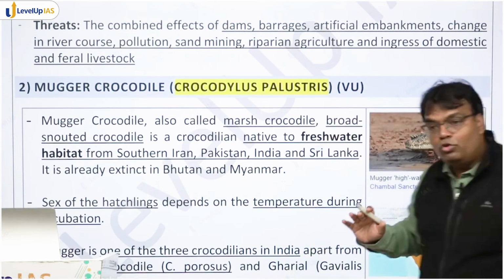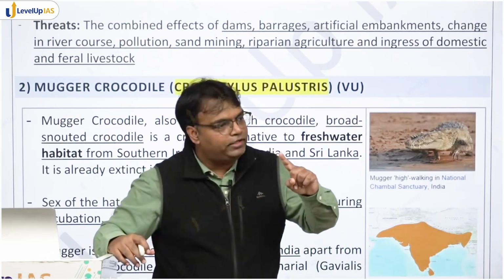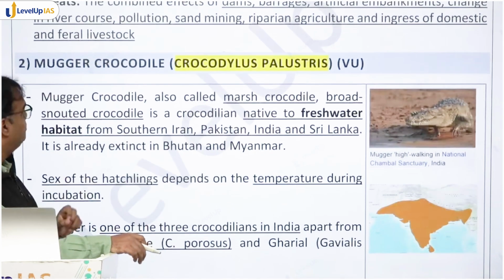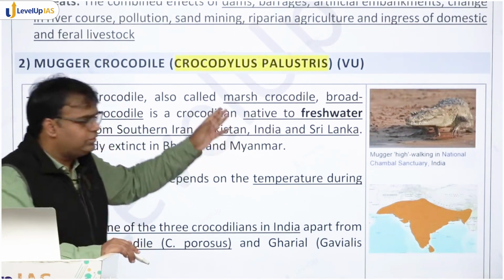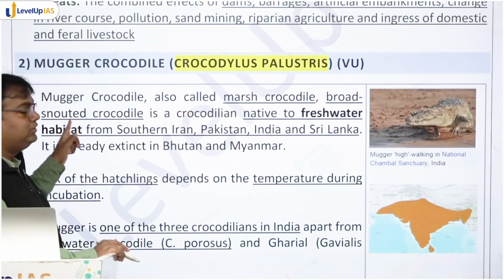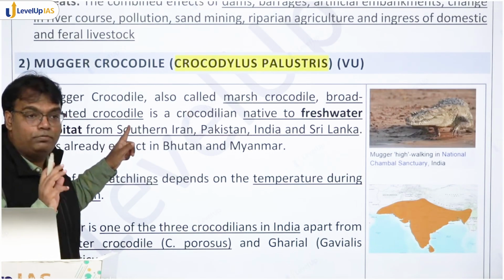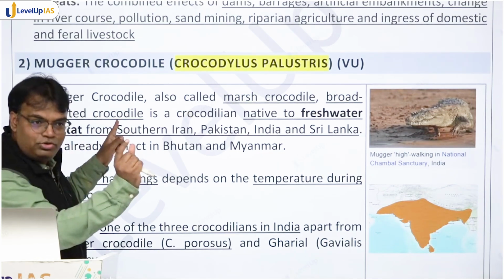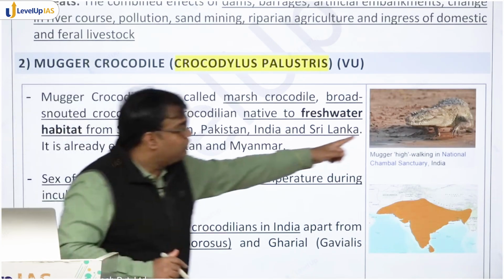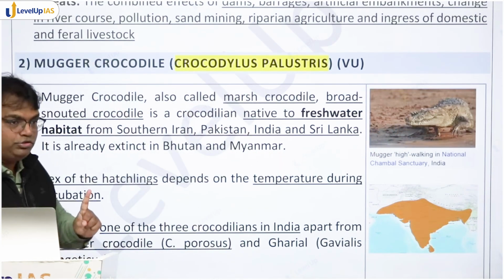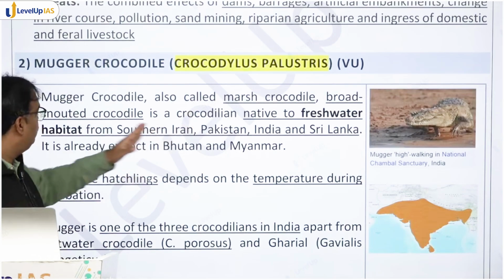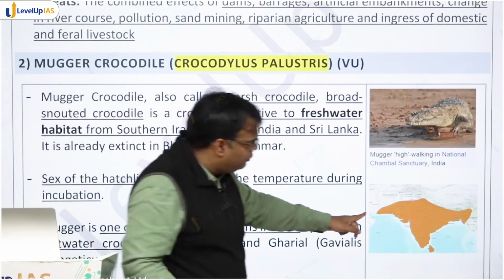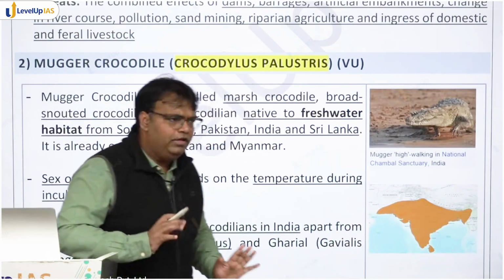Now this is so well distributed, it's not critically endangered. It's in what category? Vulnerable. So mugger crocodile. Let's understand some things about it. ये भी देखो, marsh. It's also called marsh crocodile or broad snouted crocodile. Can we understand why it will be called broad snouted when compared to gharial? Gharial has a long snout, but thin snout. It has a broader snout. You will see it's broad snouted. So marsh crocodile, broad snouted crocodile, is native to freshwater habitat of southern Iran, Pakistan, India, Sri Lanka, and thus is well distributed. If you see here, इसका distribution is काफी अच्छा.